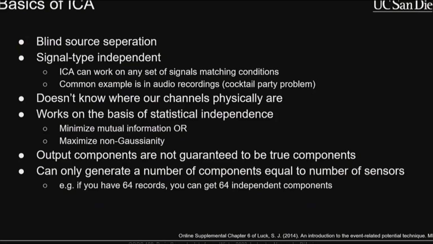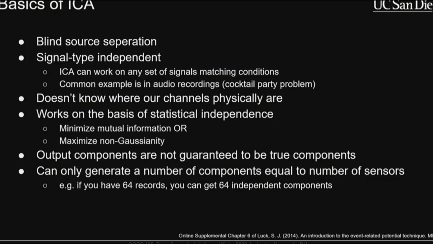The output components that you get are not guaranteed to be the true components of your data. And I should clarify that in this case, when I say the word component, I'm not talking about an ERP component like the P300 or the ERN or something. Think of this component as an actual generator, like a source generator within the brain. So it's like a neural component or a scalp component, you could call it. But it is not the same as an ERP component. But again, you cannot guarantee that the unmixed signals that you get out from ICA are what the actual data are.